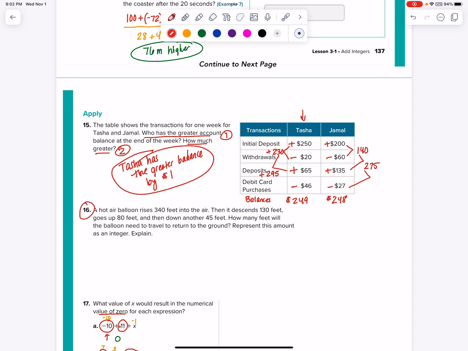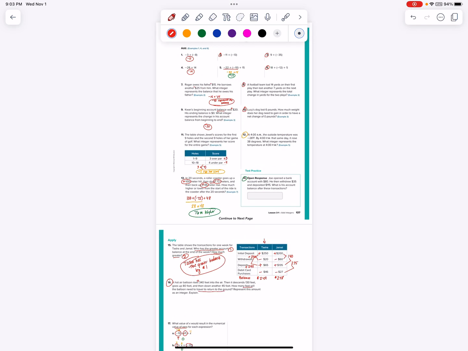So you can toy around with number 16. Remember, you're going to start off by labeling everything. So I'm starting at a positive 340. Descending means going down, then going up, then going down. How many feet will the balloon need to travel to return to the ground? So you're going to find out where the balloon is at, and since you know where it's at, you need to tell how far it needs to travel to go to the ground. Okay, represent it as an integer. So if it's still in the air, it's going to have to go a negative amount to get back down to 0. Okay, all right, so you can go ahead and work on those and let me know if you have any questions.